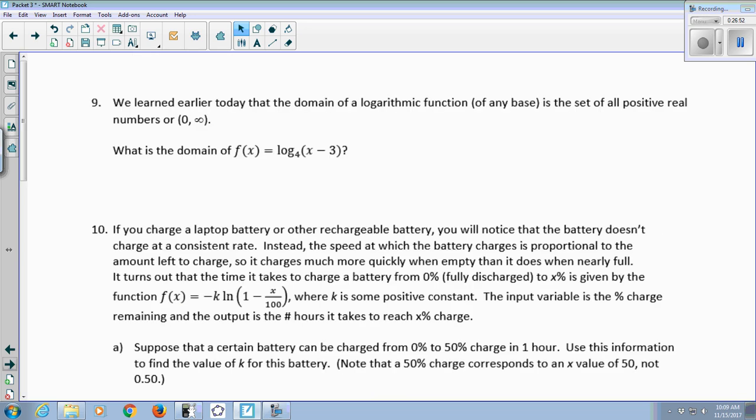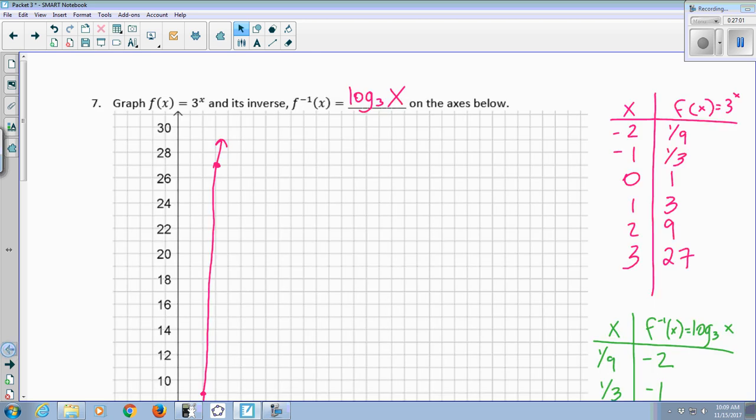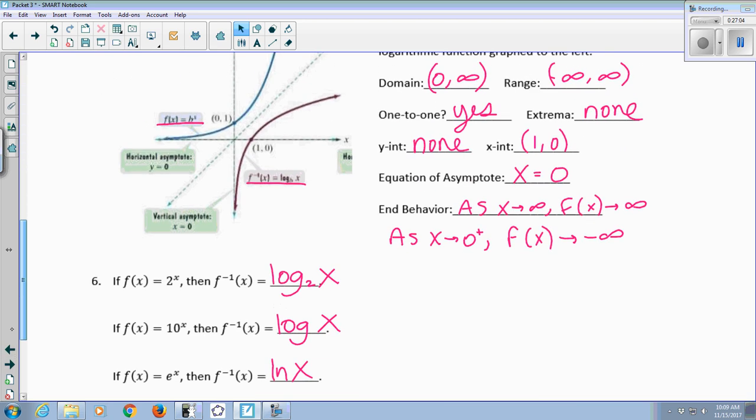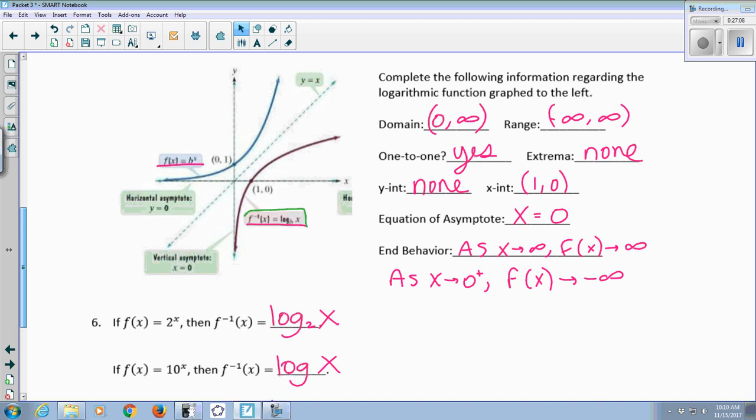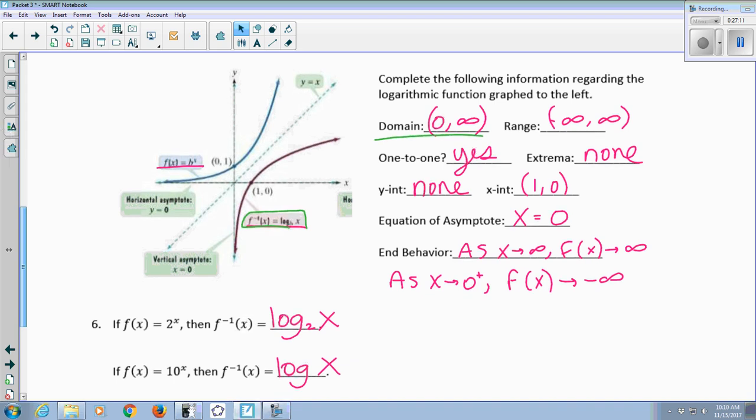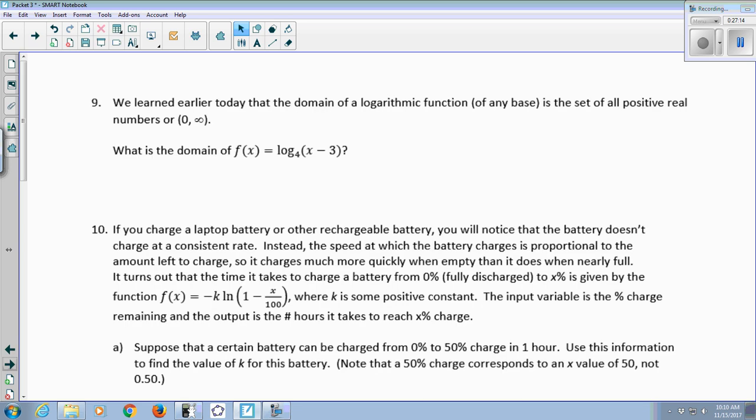So we learned earlier today that the domain of a log function, doesn't matter the base, any base b, is the set of all positive real numbers, 0 to infinity. I'll go back and show you where we did that. That was right here. We said the domain of the log function for any base is 0 to infinity. So that means that you can only plug positive numbers into a log. So whatever I put in the parentheses for the log has to be positive. So in this case, that means x would have to be bigger than 3. So my domain for my function f would be 3 to infinity.